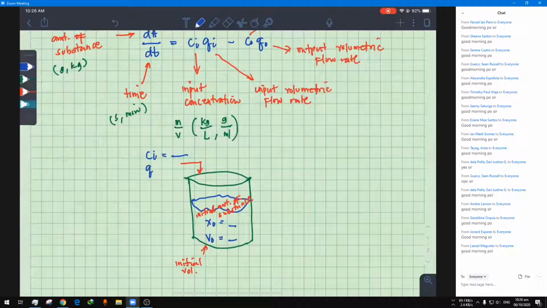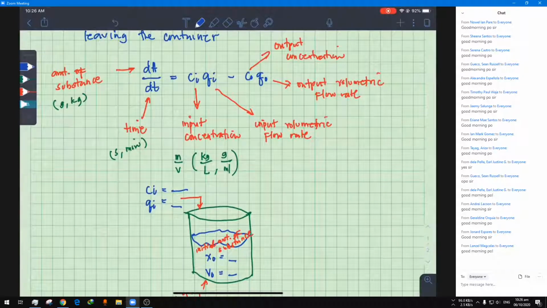And then aside from that, meron din tayong tinatawag na Q sub I. So Q sub I naman, that is the input volumetric flow rate. So yung kanina we are talking about the amount of the substance per unit volume. So yung input flow rate naman, we are talking about how fast the fluid enters the mixture. So usually our unit there would be volume per unit time.